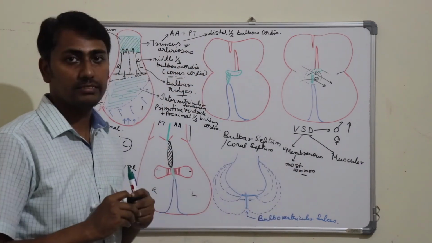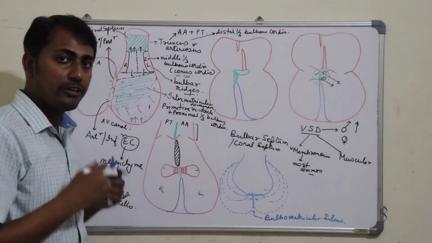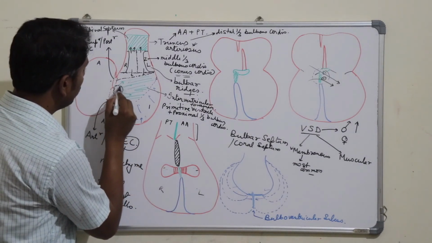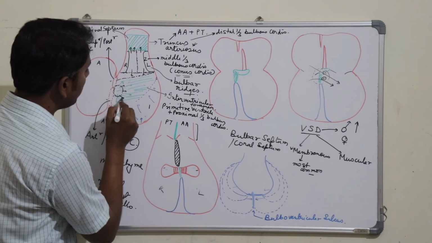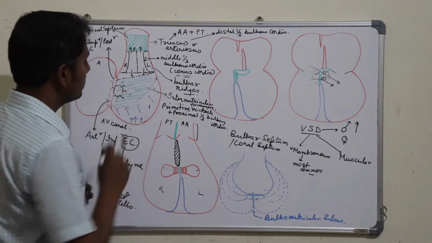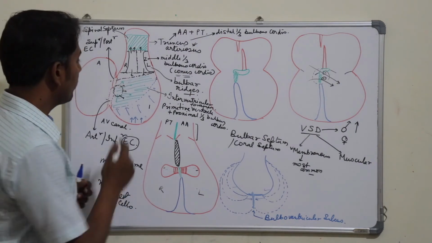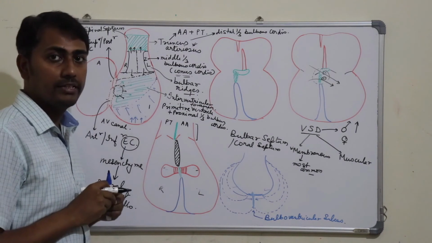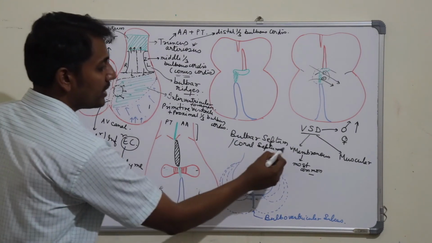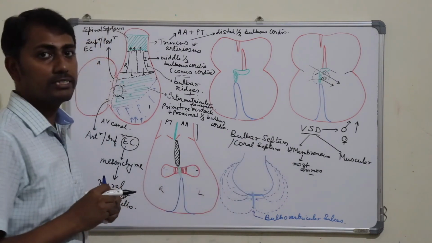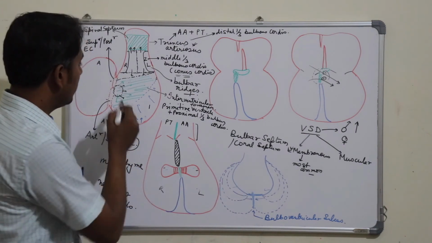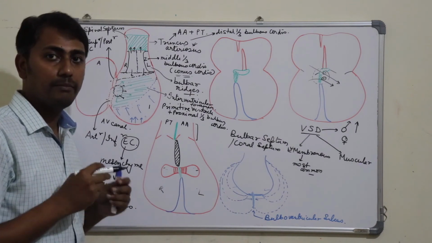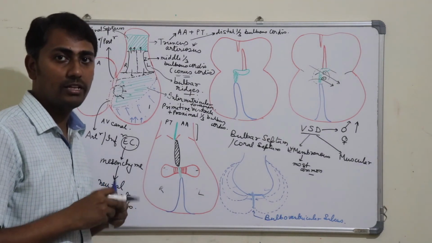and this occurs due to the failure or defect in the proliferation of this endocardial cushion to form the membranous part of the interventricular septum. So there will remain a gap in this interventricular foramen that will lead to the membranous type of the ventricular septal defect, as the proliferation of the endocardial cushion was forming the membranous part of the interventricular septum.